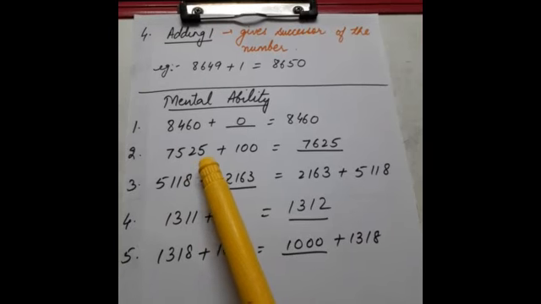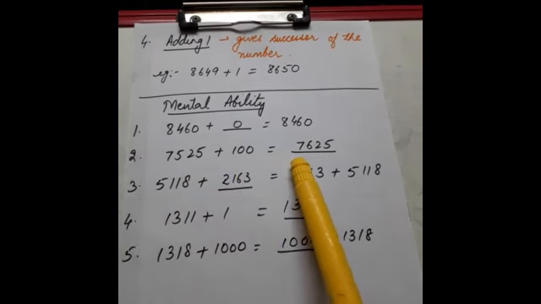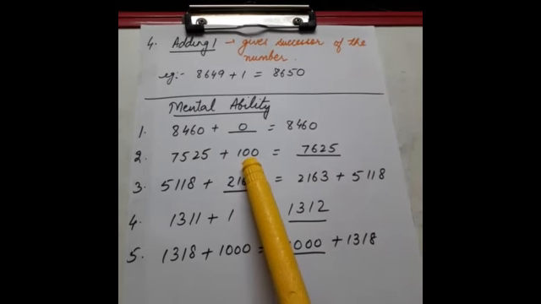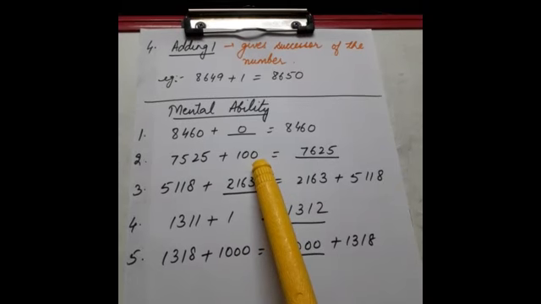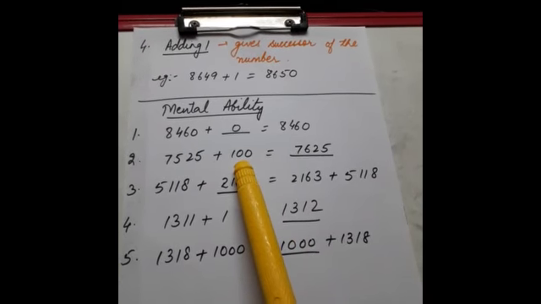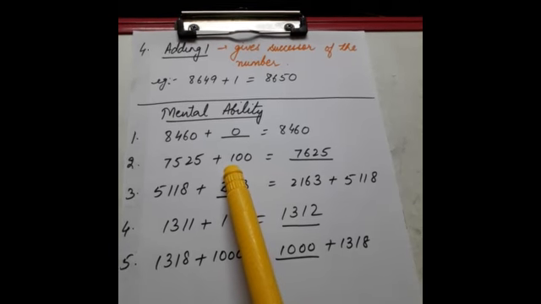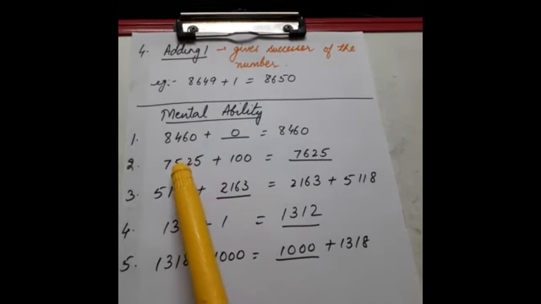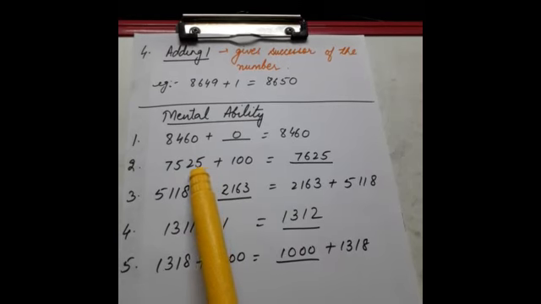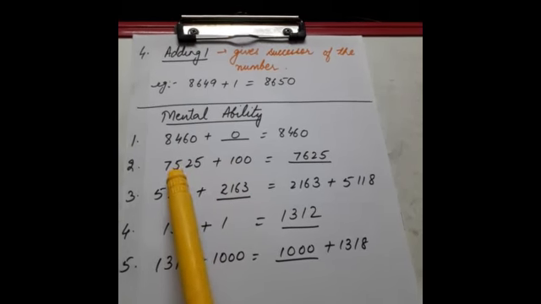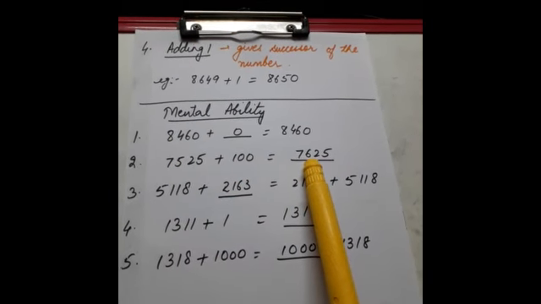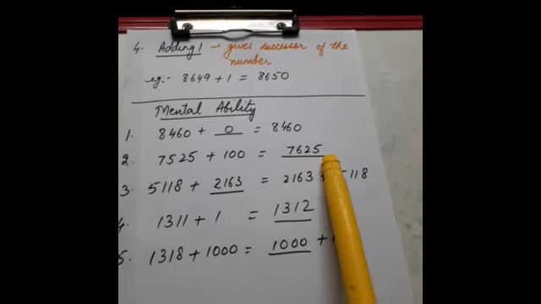Second example, 7525 plus 100 is equal to dash. Here it is 100. As you can see, in the 1's place 0 is there, no change. In the 10's place again 0, no change. In the 100's place 1 is added. So the 1's place remains the same, the 10's place remains the same, and in the 100's place 5 is changed by 1, so 5 will become 6. The rest of the digits remain the same.